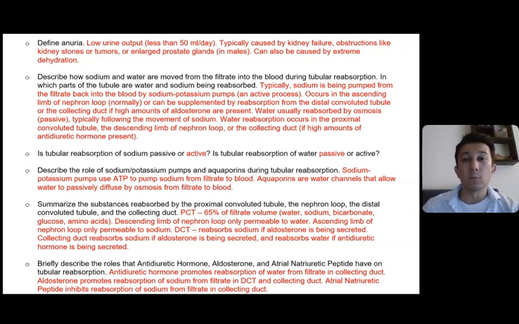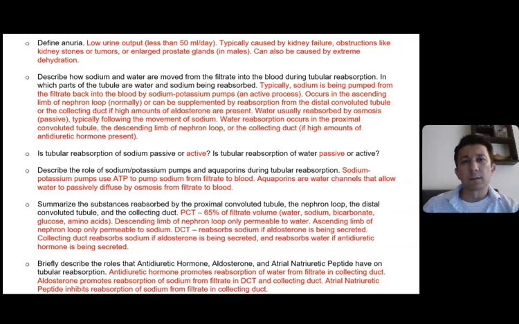Or even kidney tumors can obstruct the production and flow of urine from the kidneys through the entirety of the urinary system. It could also be caused by enlarged prostate glands in males, because that restricts the ability of urine to leave the urinary bladder and enter the urethra.